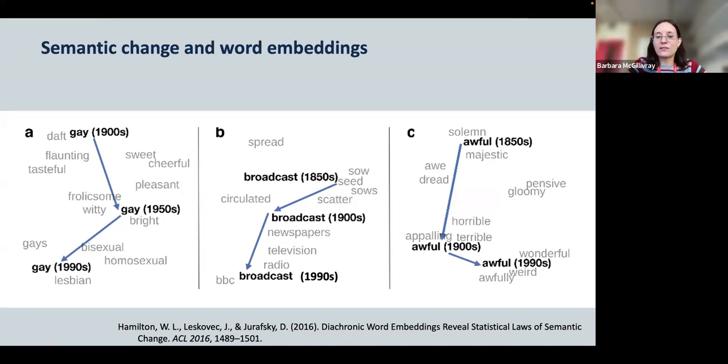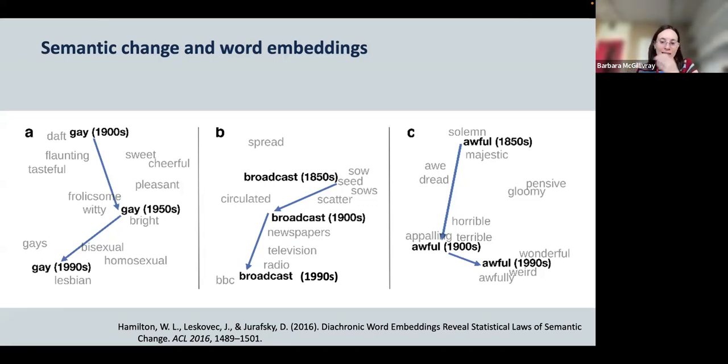A maybe less known example is broadcast, the figure in the middle, where you can see that in the 1850s, it was a word that meant spreading seeds, basically, in the fields. But then in the 1900s, the word started being used in the context of distributing newspapers. So you can see a sort of metaphorical shift here.